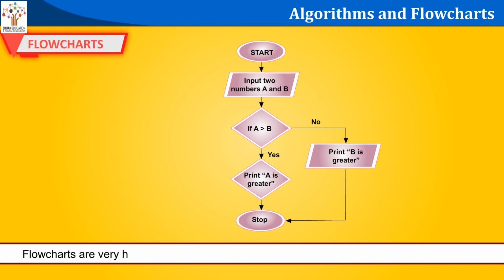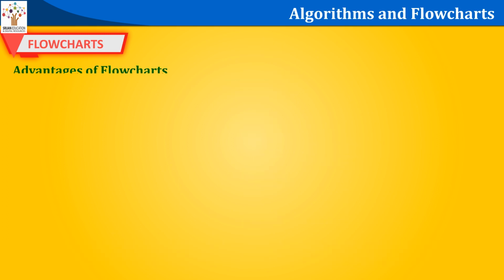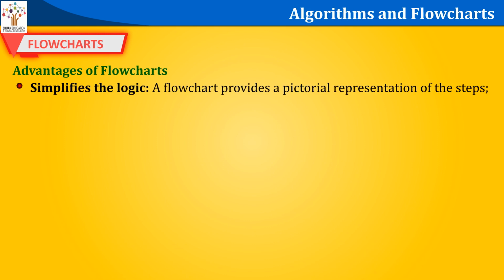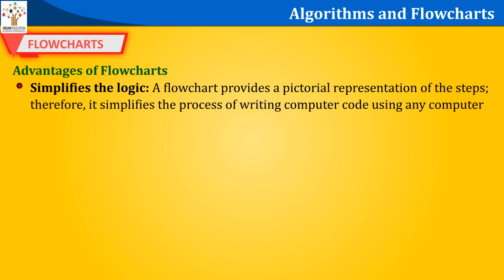Flowcharts. A flowchart is a diagrammatic representation of an algorithm. Flowcharts are very helpful in writing computer programs or for explaining programs to others. Advantages of flowcharts. Simplifies the logic. A flowchart provides a pictorial representation of the steps. Therefore, it simplifies the process of writing computer code using any computer language.